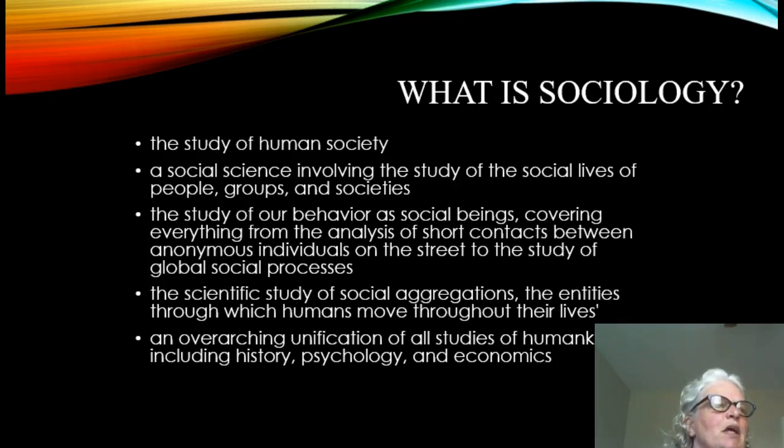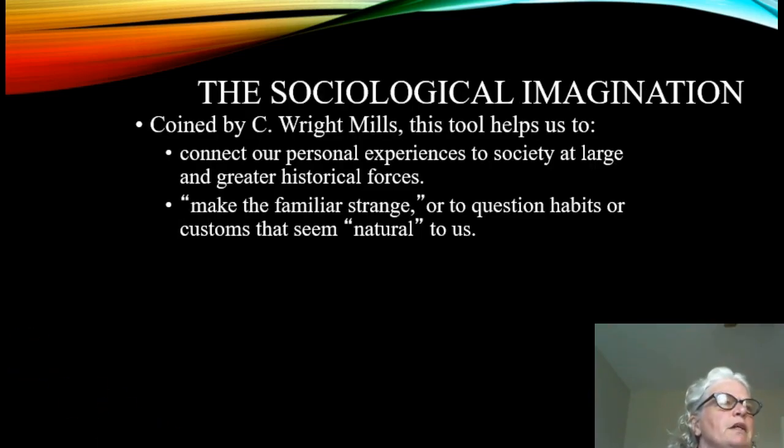It is a scientific study of societies and how we move through our lives. It has the overarching unification of all studies of humankind. Social sciences include political science, psychology, and economics. There are parts of history, like applied history, which are more of a social science, and applied geography. All of those are tied together as we look at humankind in sociology. So it is really a broad study of how we explore things.